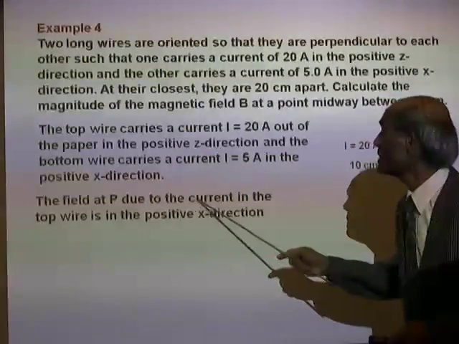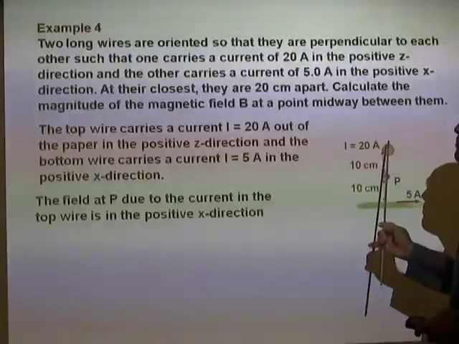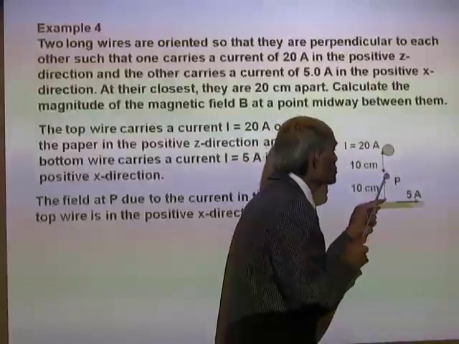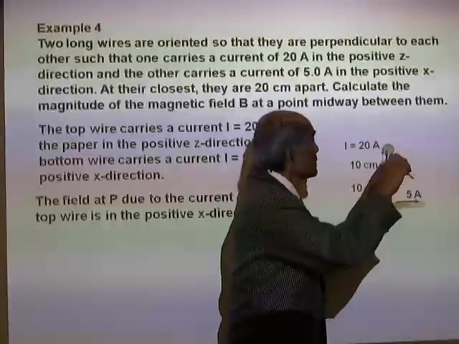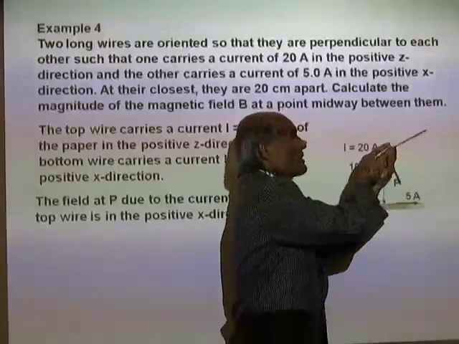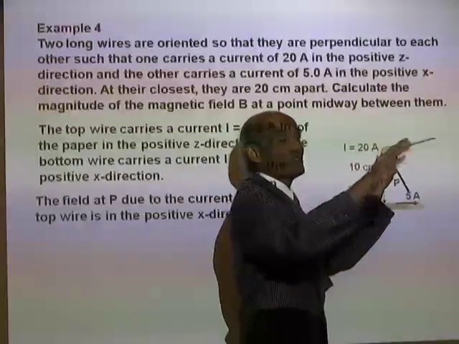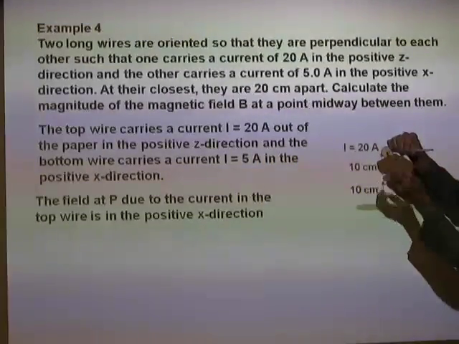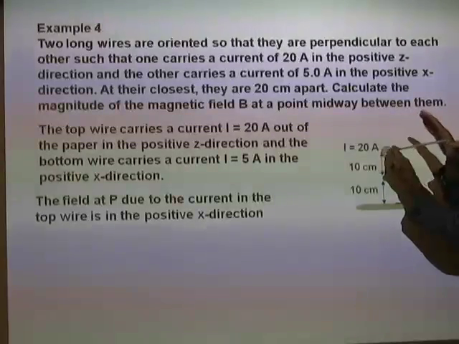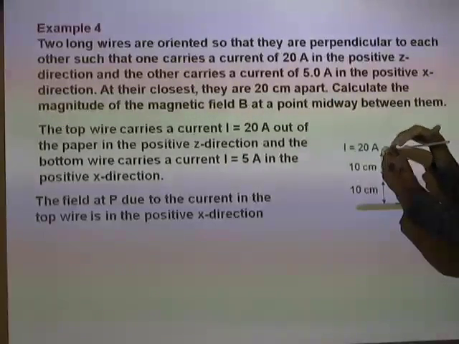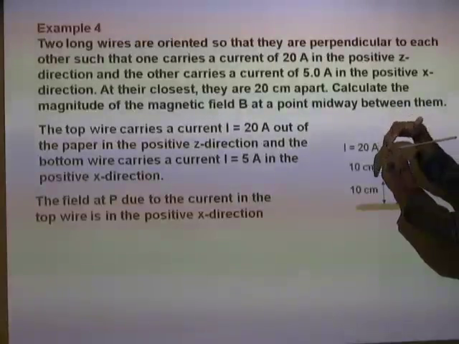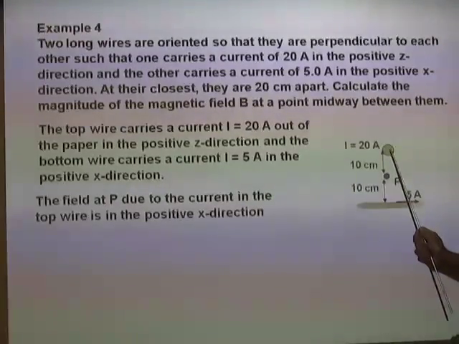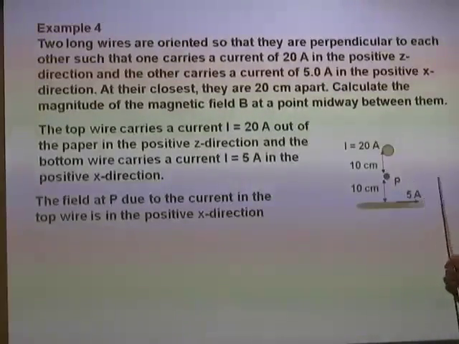The field at P due to the current in the top wire, can you use the right hand rule and tell me what will be the direction of the field at this P due to the current in here? You see, the current is coming out towards you. So I'm going to keep my thumb pointing at you, and I'm holding the wire like this. That means the field will be like this, going in the positive x direction. So the field due to this wire will be in the positive x direction.